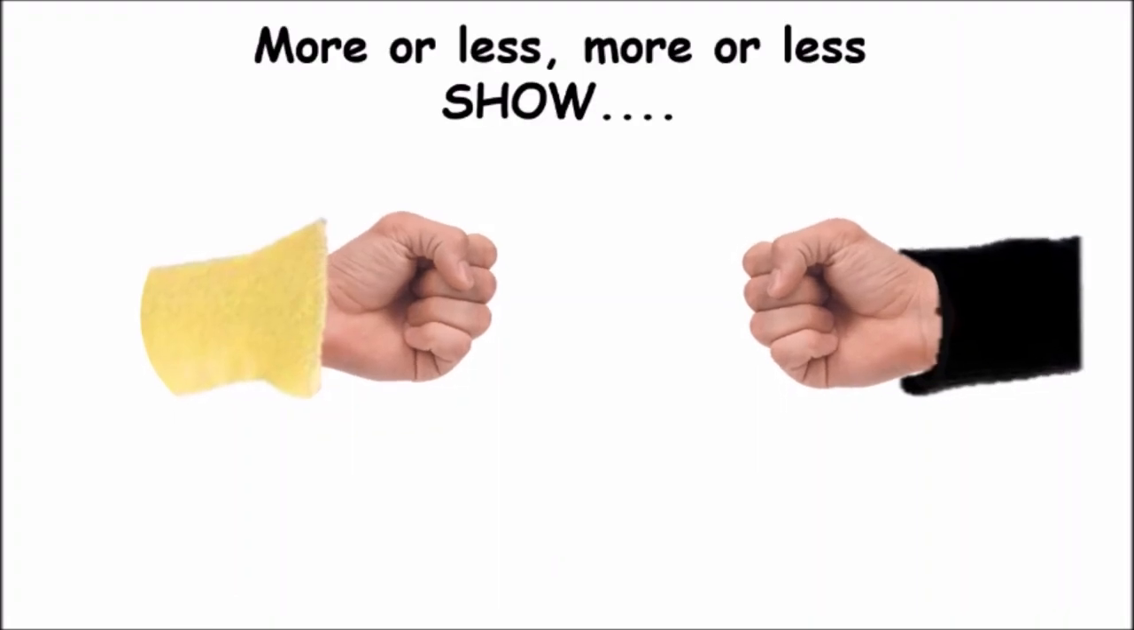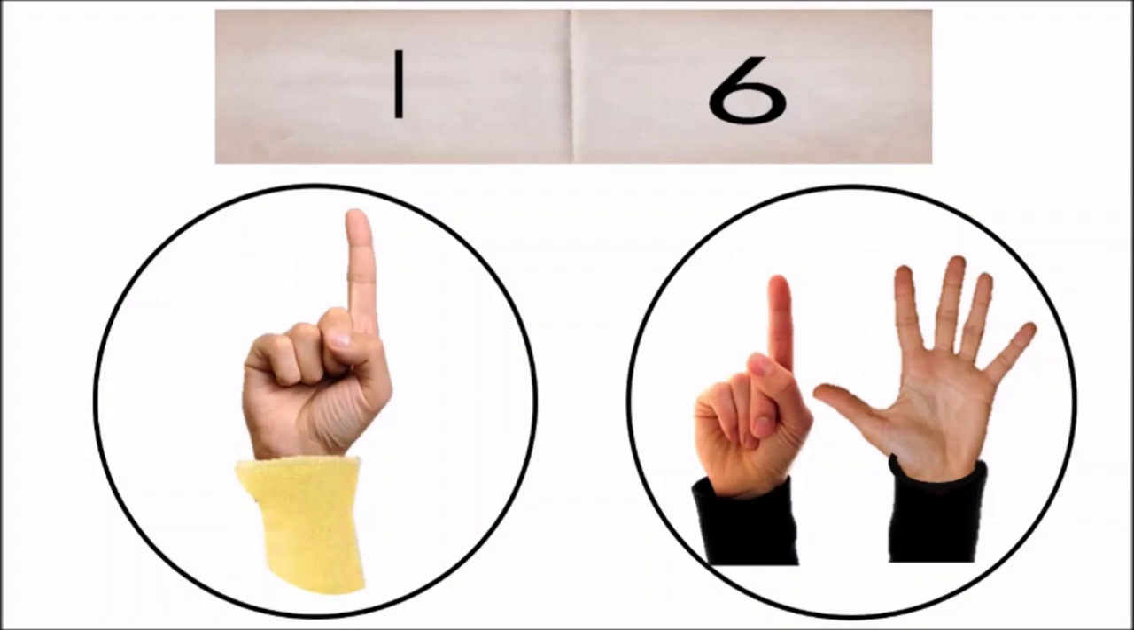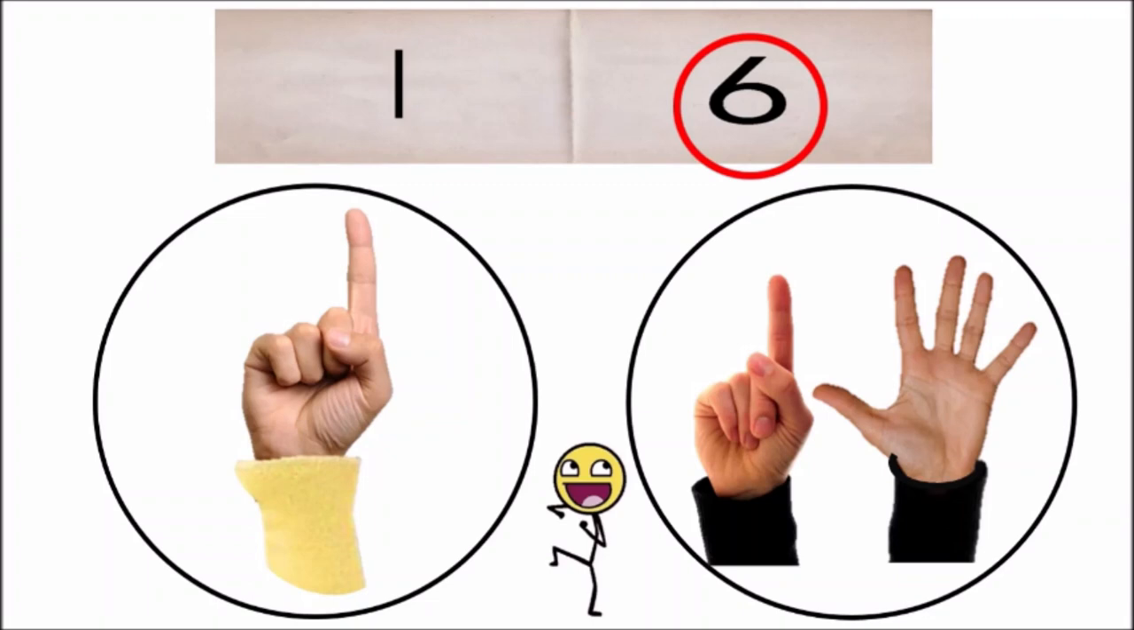More or less, more or less. Show. 1 finger is more or 6 fingers are more, children? Oh, where will my circle go? 6 or 1? Where will my circle go, children? Which number is more? Yes, 6 fingers are more. 1 finger is less. So did you circle number 6? Yes, then time for a celebration dance.